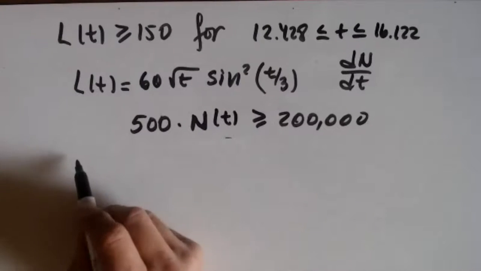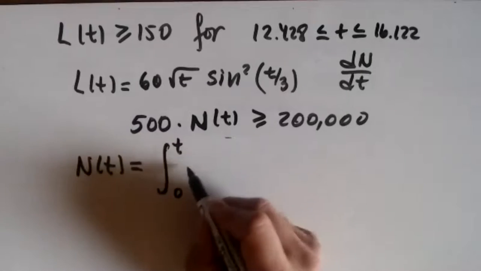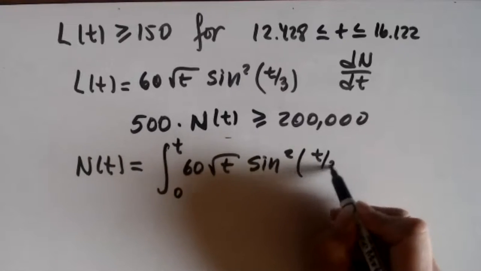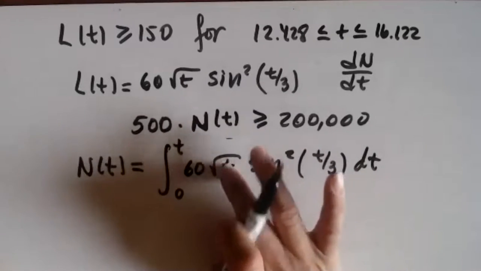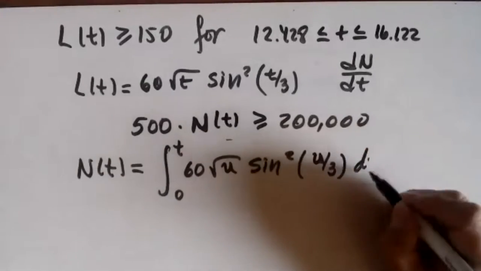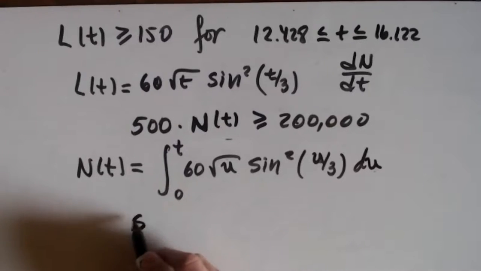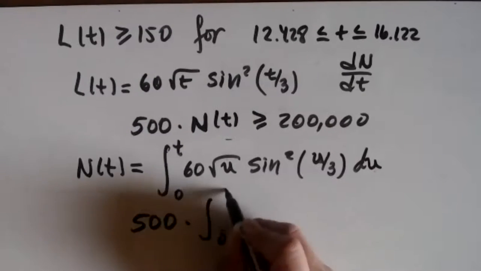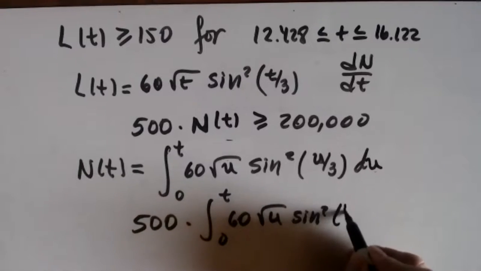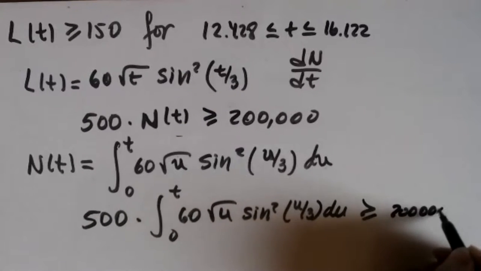So this is L of t. N of t is going to be the integral from 0 to t of 60 square root of t sine squared of t over 3 dt. Or we can put a different variable here, just to be consistent with the people at College Board. So N of t is this one. So 500 times this integral has to be more than 200,000.